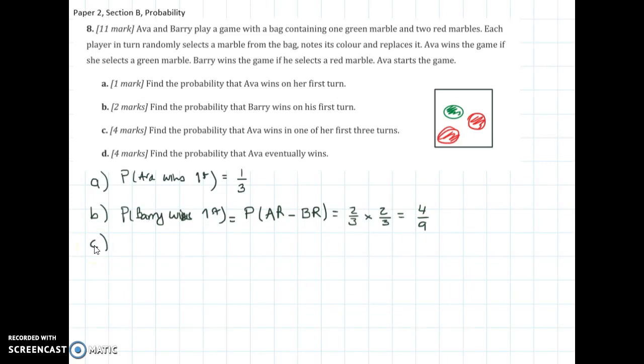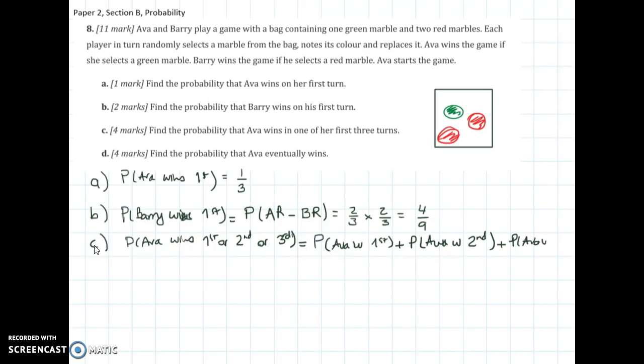For part C, we want to find the probability that Eva wins in one of her first 3 turns. So probability Eva wins first or second or third. So any of those three possibilities are good. And of course they cannot happen at the same time and they are independent. So that will be the probability that Eva wins in the first plus the probability that Eva wins in the second plus the probability that Eva wins on the third turn. For the first one, we already found it, is 1/3.